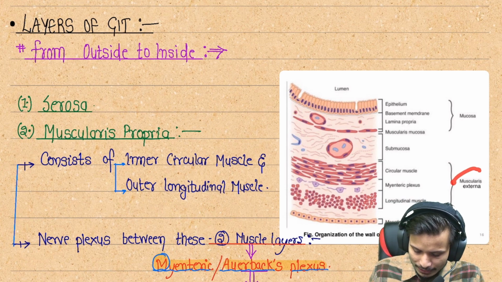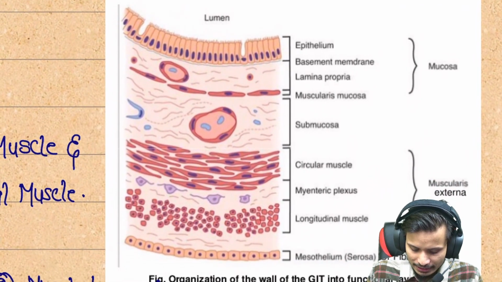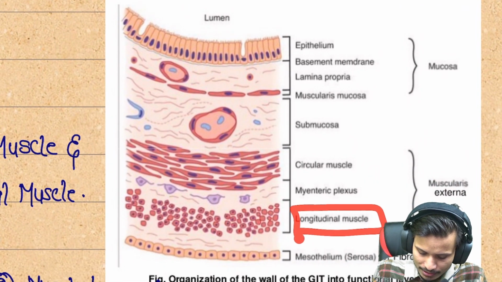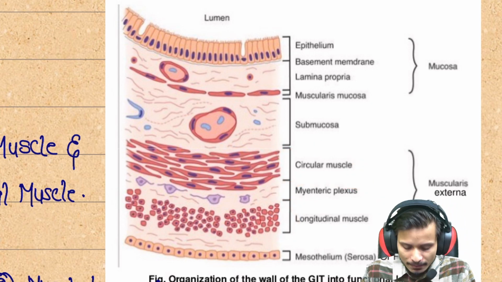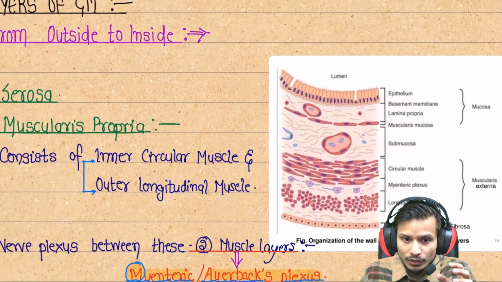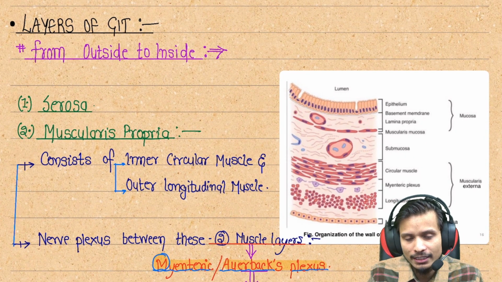And next, after that we can see muscularis externa. Muscularis externa, look at this picture. It contains longitudinal muscles, circular muscles, and the myenteric plexus in between them. Myenteric plexus is basically a group of nerves. They are the nerves coming from the digestive, that is, the enteric nervous system.